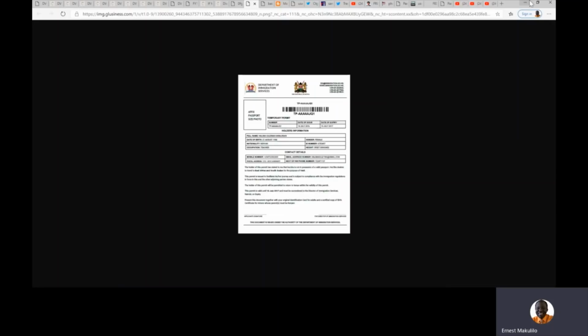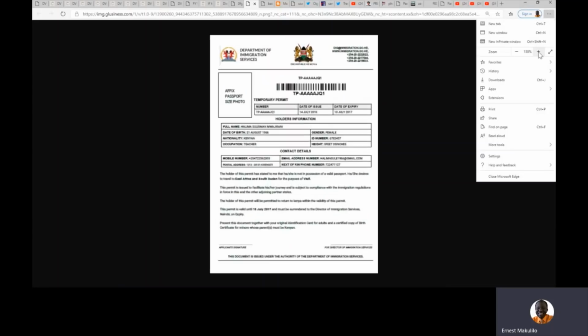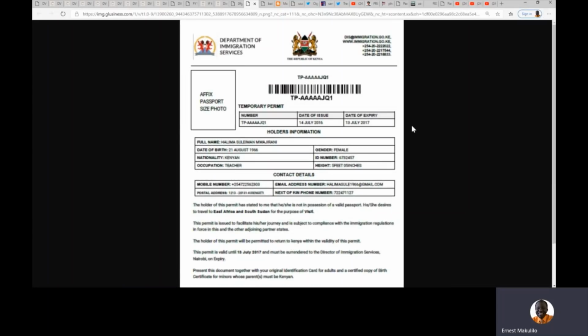So this is just the application for the temporary permit or temporary passport, which you can apply for and get. So this is the sample. For instance, this you can use within East Africa. This is for people from Kenya.